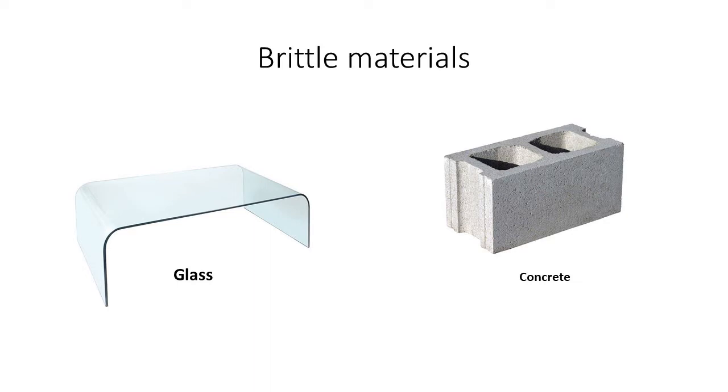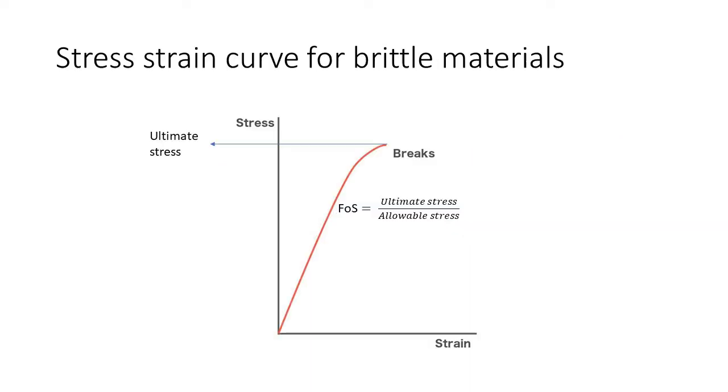In brittle materials, for example, the strength used to calculate the factor of safety is the ultimate stress. As soon as the ultimate stress gets exceeded, the material will fail. Therefore, we can use the ultimate tensile stress if the material is subjected to tension, the ultimate compressive stress if the material is subjected to compression, or the ultimate shear stress if the material is subjected to shear forces.